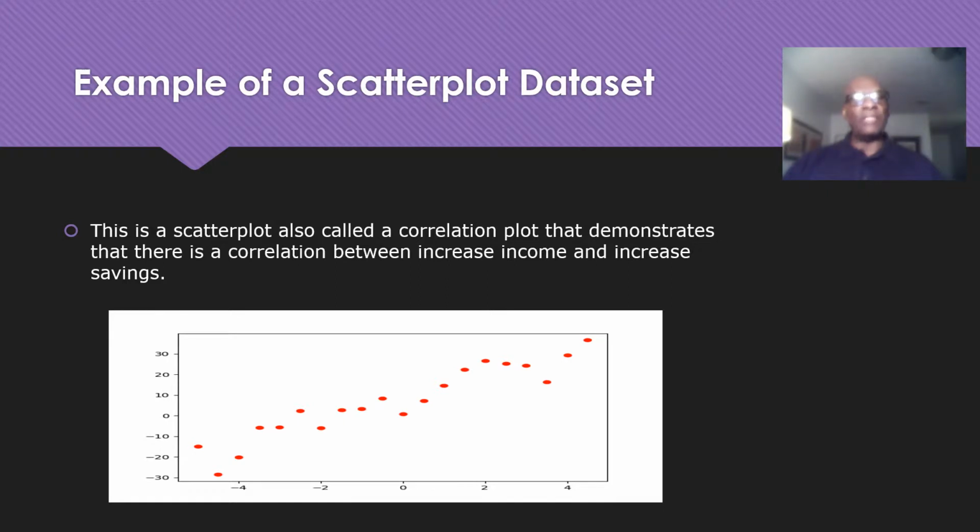Example of the scatter plot data set. There is a scatter plot, also called a correlation plot, that demonstrates there is a correlation between increased income and increased savings.